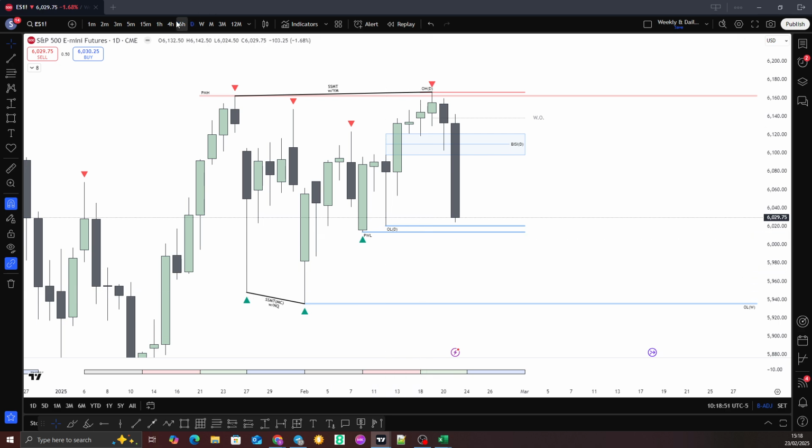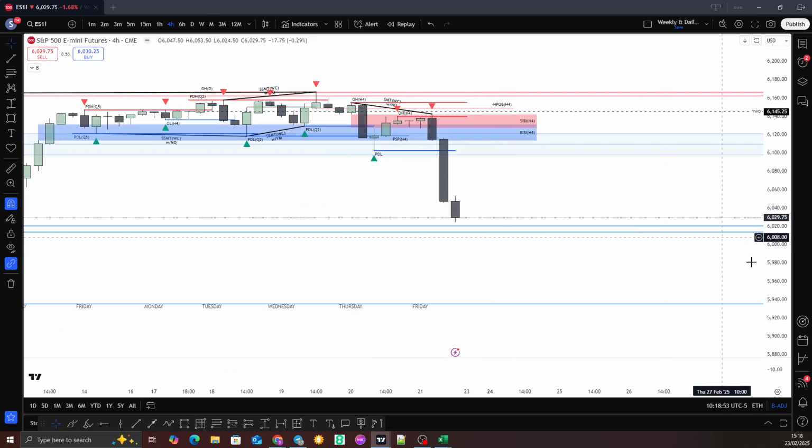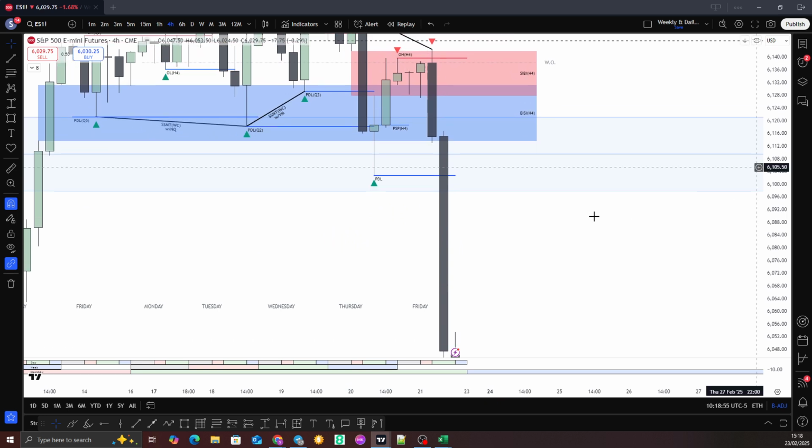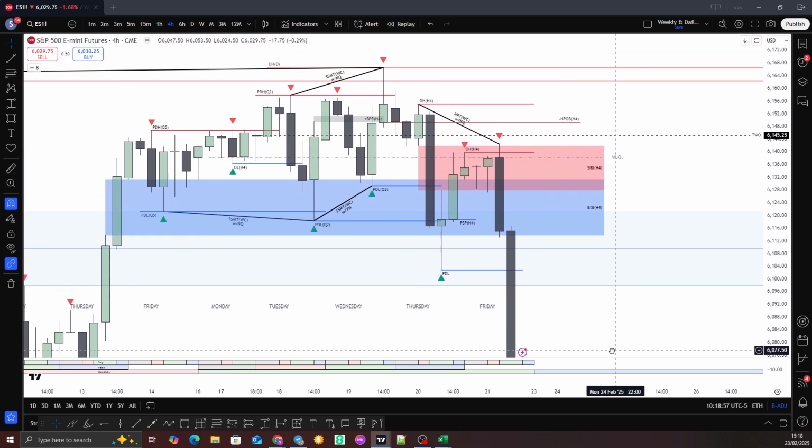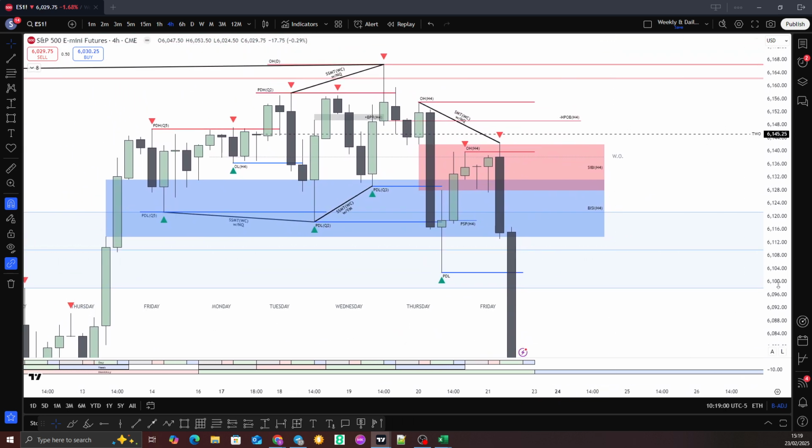So dropping down to the 4 hour. So hopefully that's pretty sort of clear thus far. I'm going to enlarge this because there's a fair bit to discuss on this time frame. Okay, so as detailed on the daily time frame, in terms of the daily commentary.